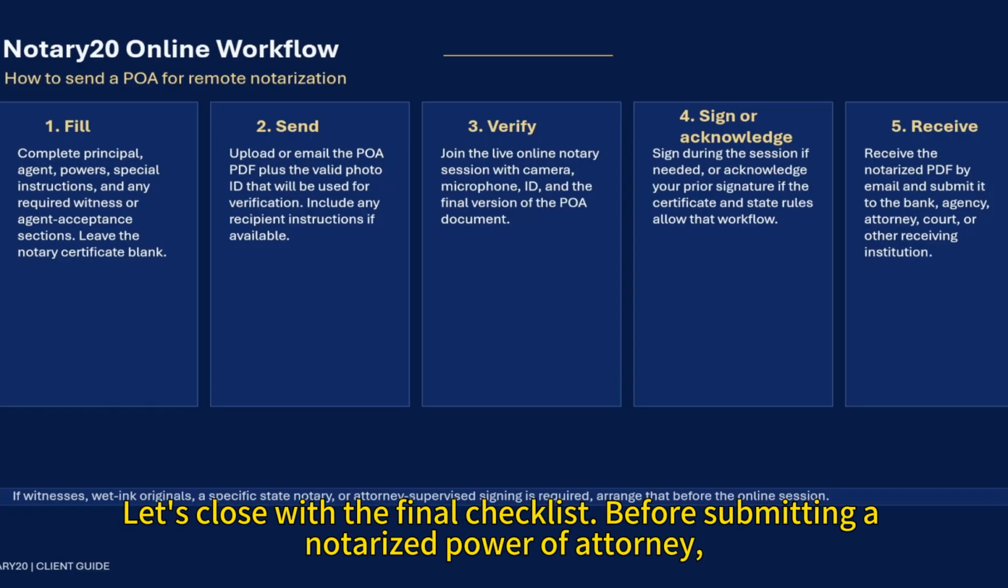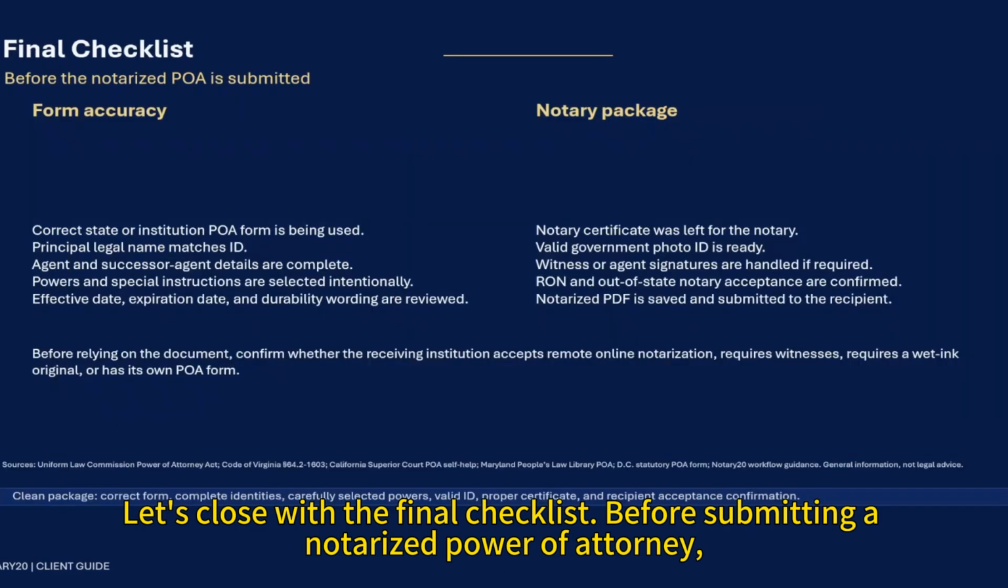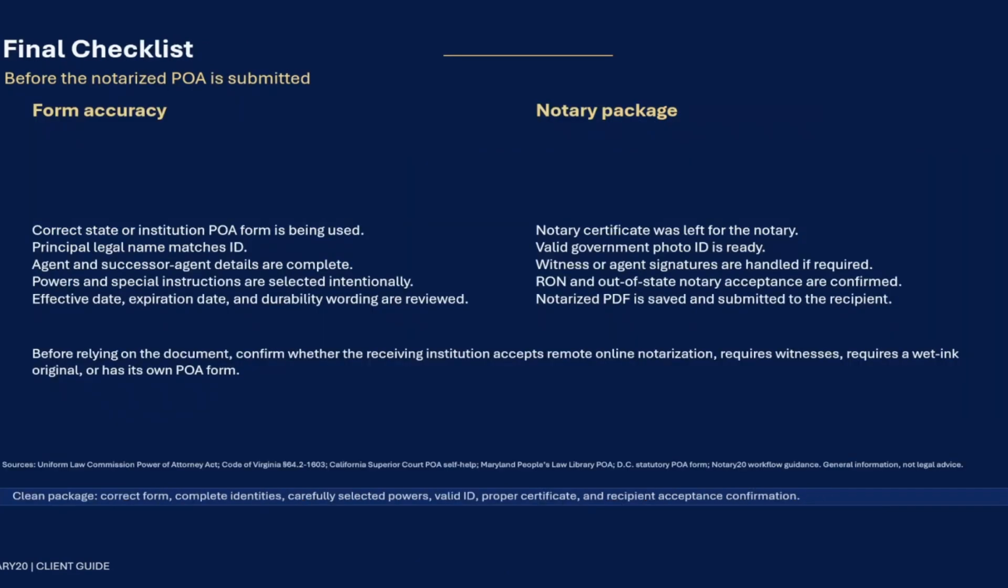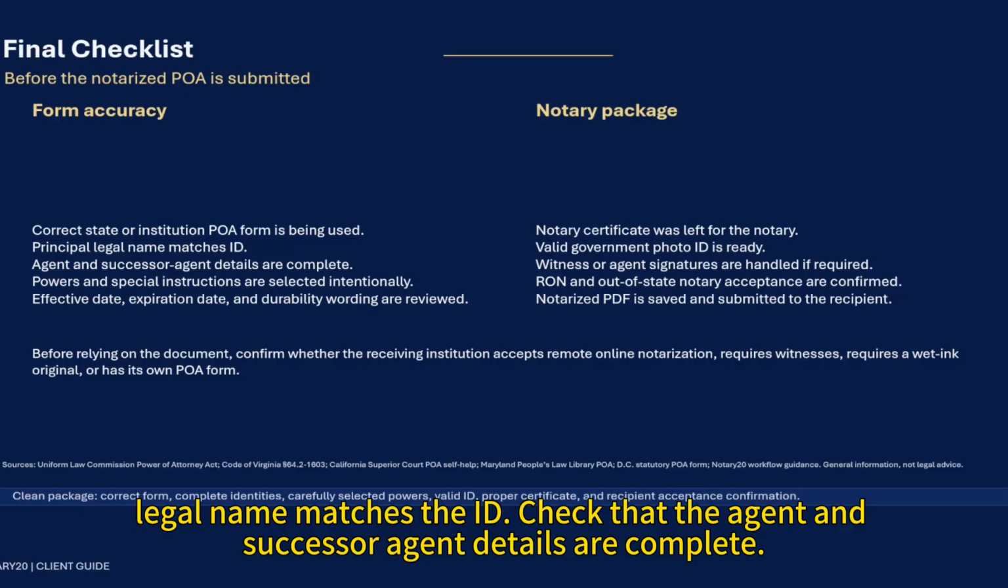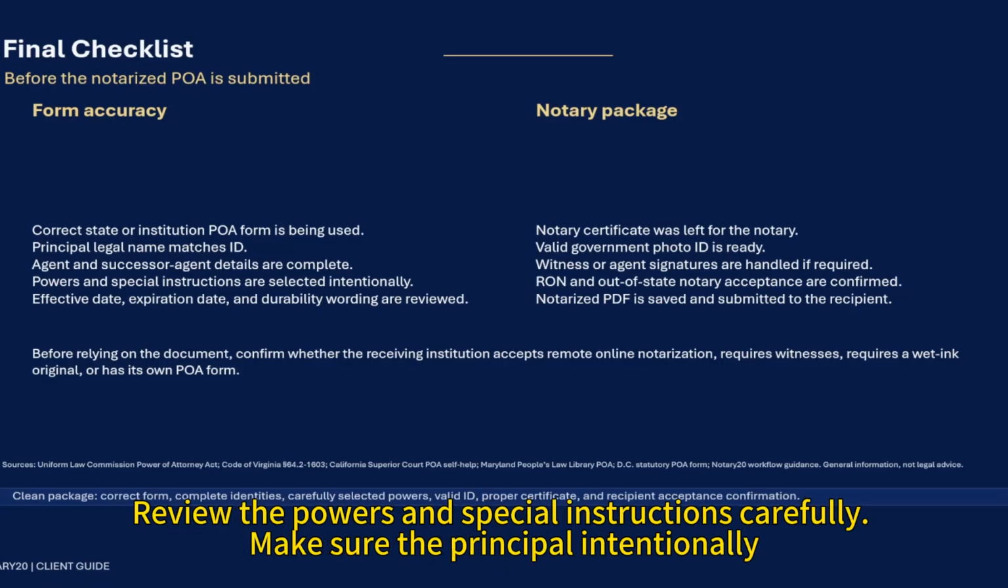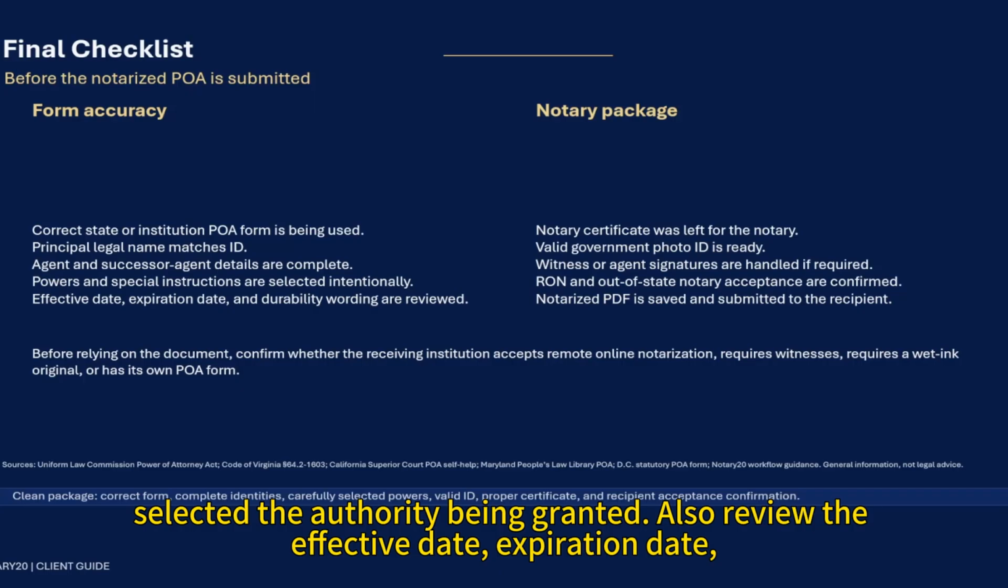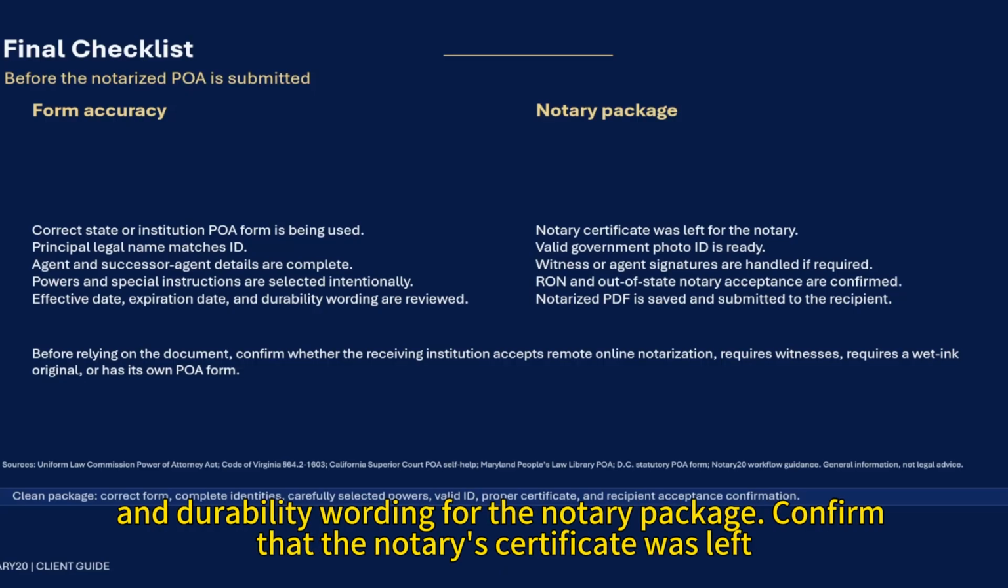Let's close with the final checklist. Before submitting a notarized power of attorney, make sure the correct state or institution form was used. Confirm that the principal's legal name matches the ID. Check that the agent and successor agent details are complete. Review the powers and special instructions carefully. Make sure the principal intentionally selected the authority being granted. Also review the effective date, expiration date, and durability wording.